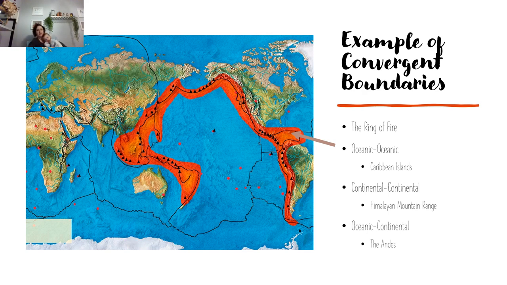Then you also have continental to continental, which is where you get the Himalayan mountains. Again, this is from India into Nepal, and you get very, very large mountain ranges, and they're constantly still building. Then you get oceanic to continental, which is where you get the Andes Mountains that have quite a few volcanoes built into them. You can also see the Aleutian Islands of Alaska are made up of mainly volcanoes. So that's another oceanic to continental example.